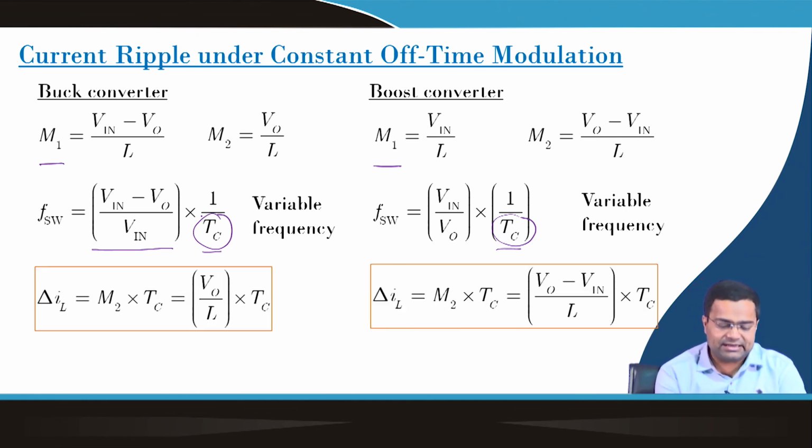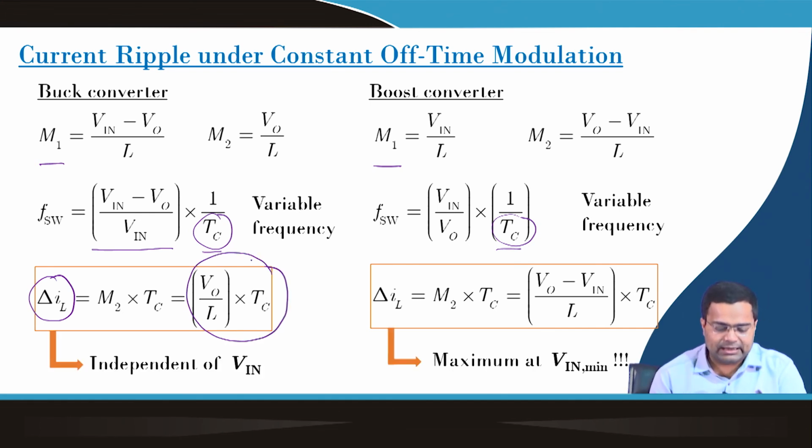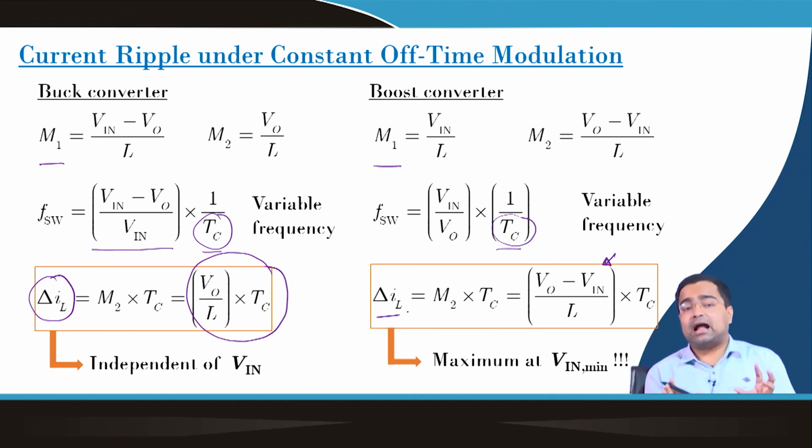But what is interesting to see is that the inductor current ripple for a buck converter is independent of input voltage under constant off time modulation. So, for constant off time the current ripple is insensitive to input voltage variation, whereas for a boost converter the current ripple is maximum when the input voltage is minimum. That means at the highest voltage gain you will get the highest ripple current. So, these expressions are different from pulse width modulation as well as constant on time.